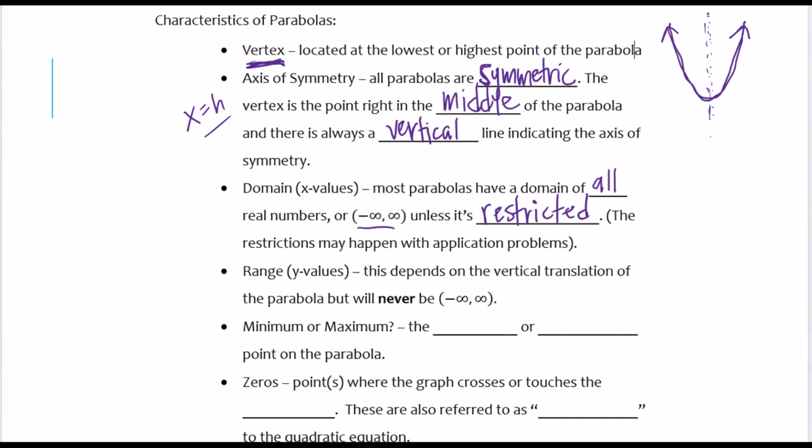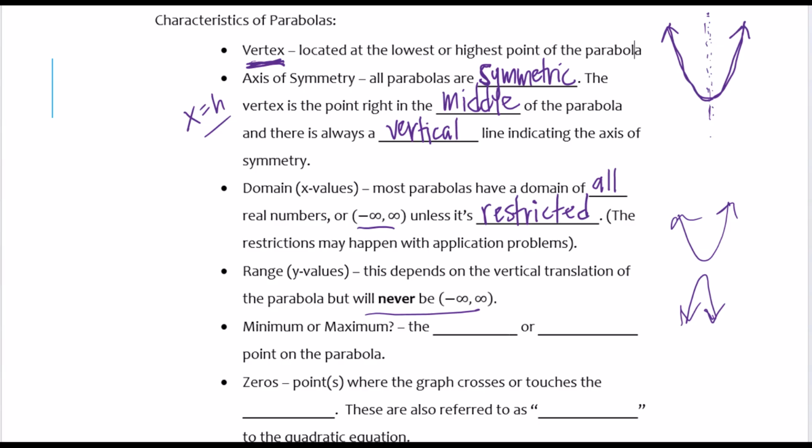Okay. All right. The range, or the y values, that depends on how the parabola shifted up and down. Okay. But the range should never be negative infinity to infinity, because we are dealing with parabolas that are opened up or that are opened down. All right. So the range will never be negative infinity to infinity. So that's an important note to remember.